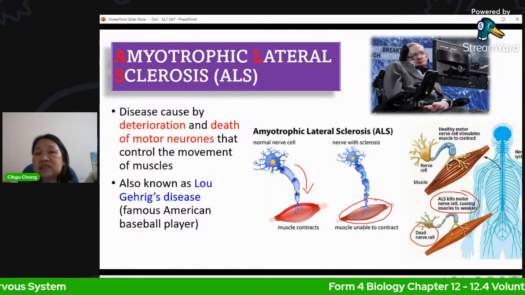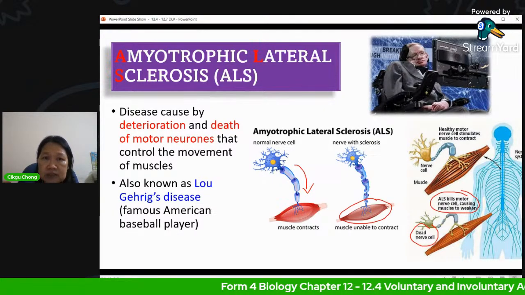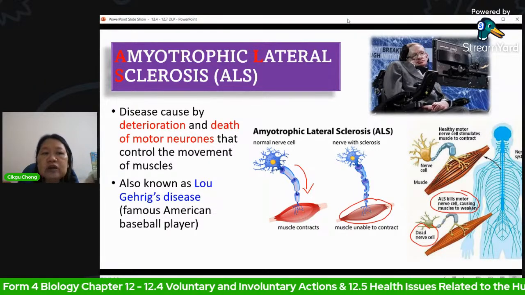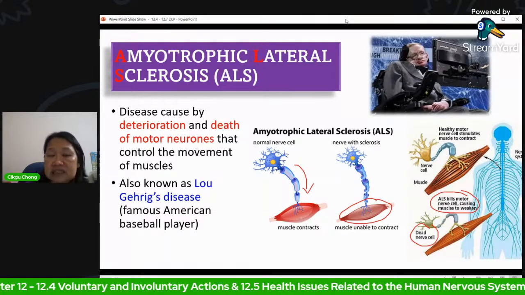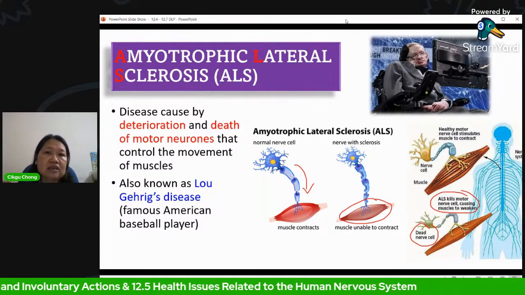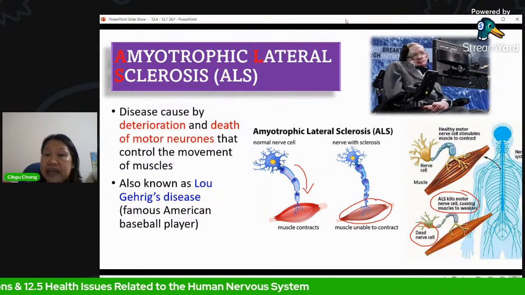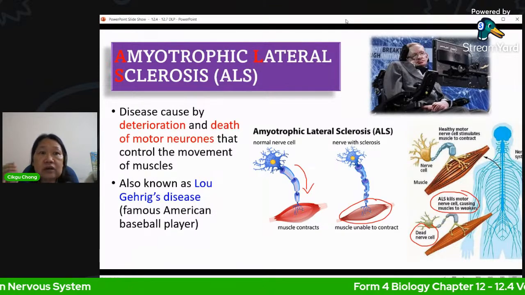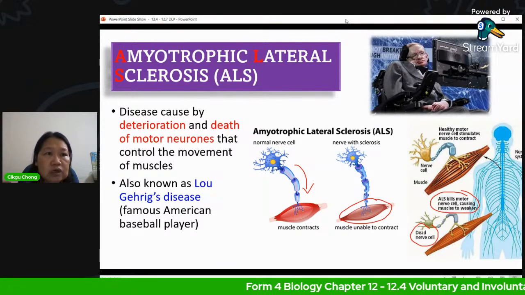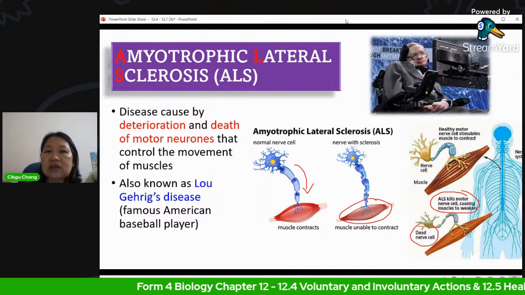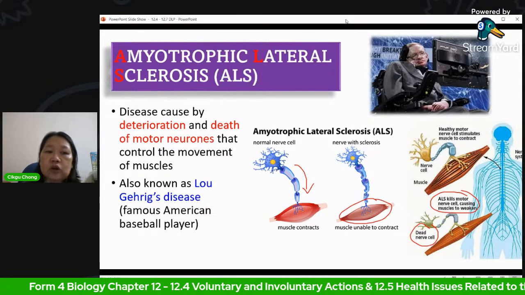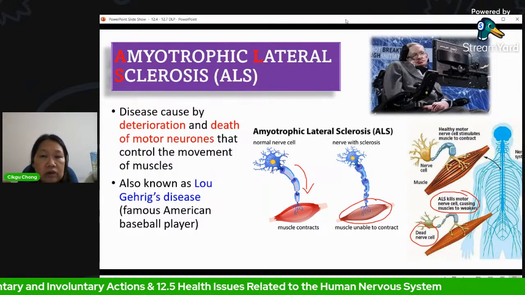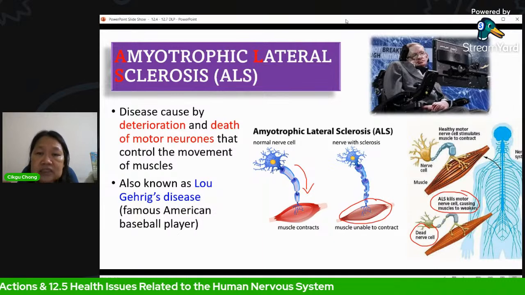Why do they call it Lou Gehrig's disease? Because there was one famous American baseball player who had this disease also. He was very famous because he was a very good baseball player. But when he got this disease, everybody got to know about ALS. So his name was associated with ALS because he was so famous and he got this disease. So it's known as Lou Gehrig's disease. Okay, there's no cure for it, unfortunately. It can only get worse because you cannot repair the sclerosis.